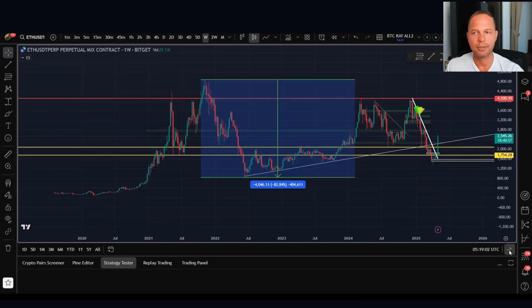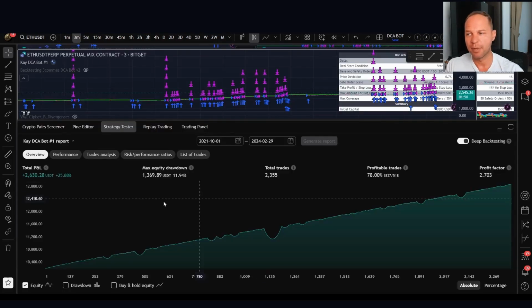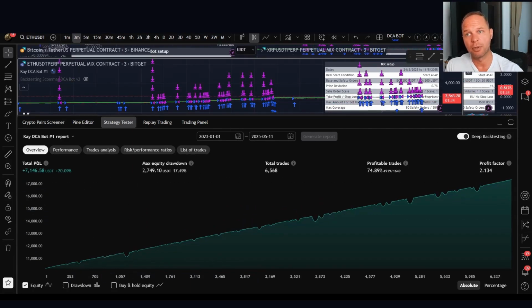If I go back here, you can see that while Ethereum dropped 82% throughout the entire bear market, the trading bot actually made 25% profit during this time. That's incredible. You can see that before the bull market or the price increase started, that is from October 1st, 2021 to around the end of February 2024, 25% was made despite everything. And all of it was fully automated.